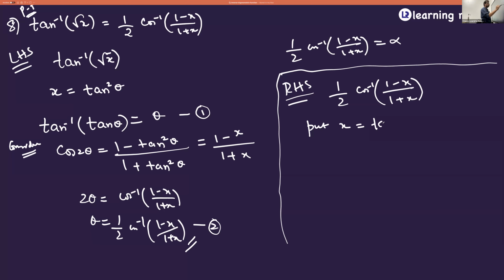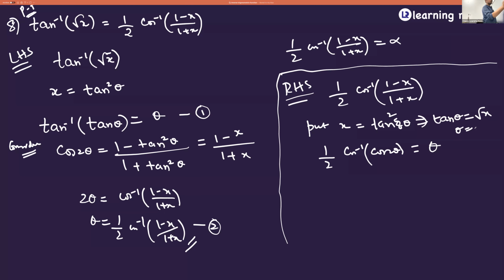So if I put x is equal to tan square theta, then what am I going to get? Half into cos inverse of 1 minus tan square theta by 1 plus tan square theta, which is going to give me cos 2 theta. Cos inverse of cos 2 theta is going to be 2 theta. So 2 theta by 2 is going to give me theta. But x is equal to tan square theta means what is tan theta? What is theta? So you can solve it from either of the sides. Are you able to understand?